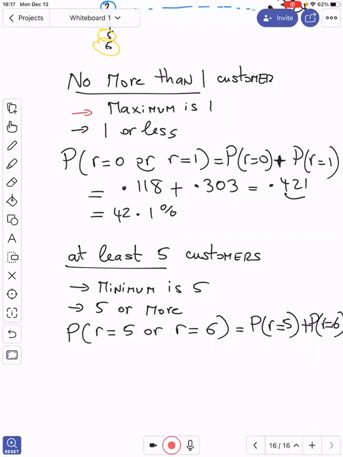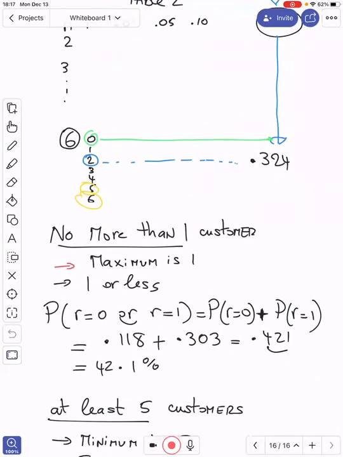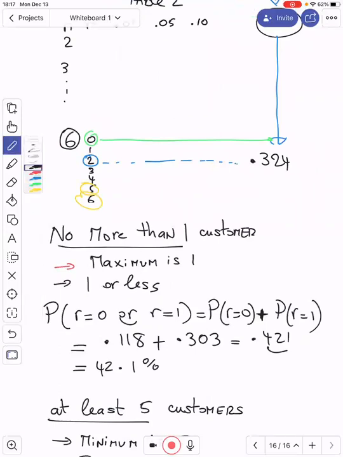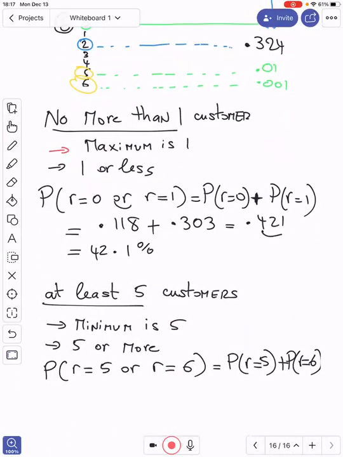All right, so of course, probably that R is 5. Again, it's from table number 2. You go to R equal to 5 here. I think it's 0.01. And then for R equal to 6, it's 0.001, right? I think that's all right. Yes. So then the answer is 0.01 plus 0.001, so the answer is 0.011.